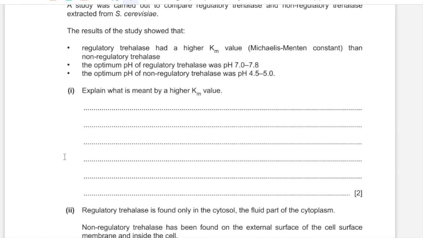The optimum pH of the regulatory trehalase was between 7 and 7.8, whereas the optimum pH of non-regulatory trehalase was somewhere between 4.5 and 5. 1. Explain what is meant by a higher Michaelis-Menten constant value.